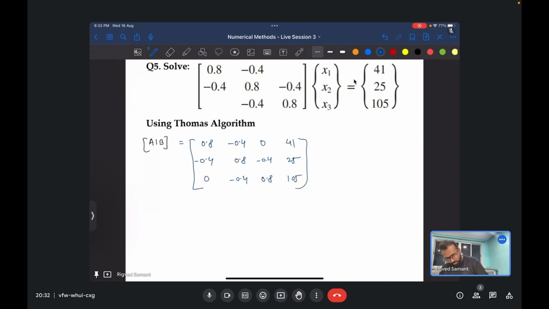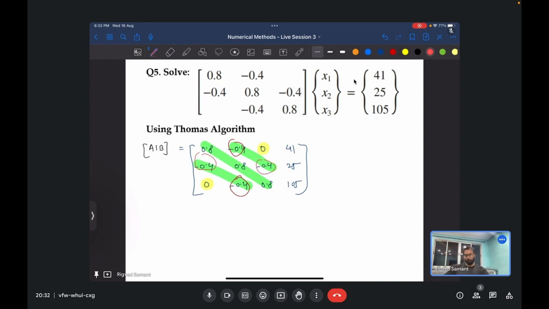Now again, if you see this one and this one, this is 0, this is 0. This element and this element are the same, this element is the same. So this is a tridiagonal matrix. Hence we can use the Thomas algorithm.